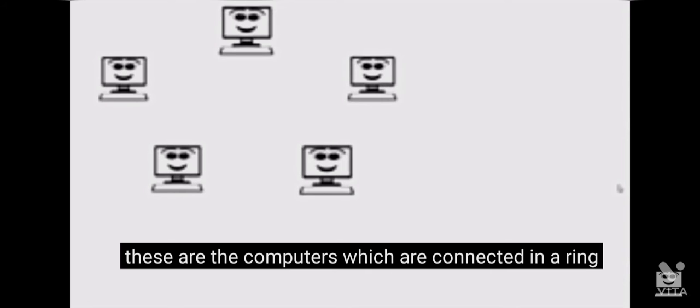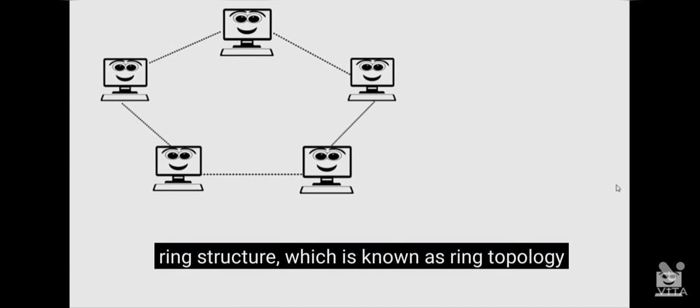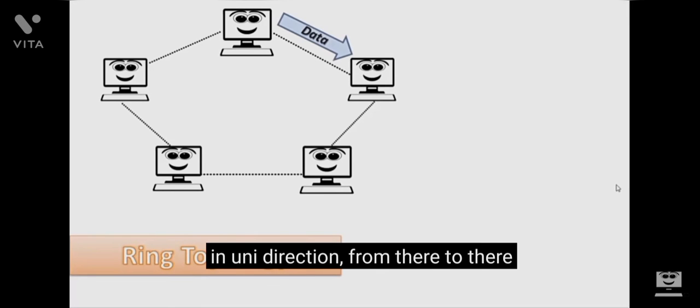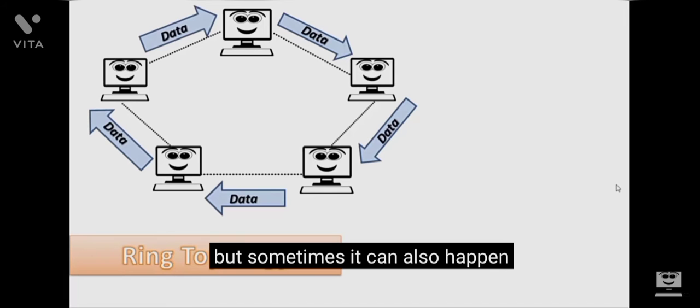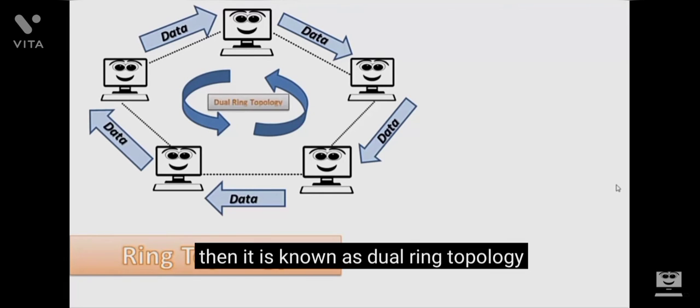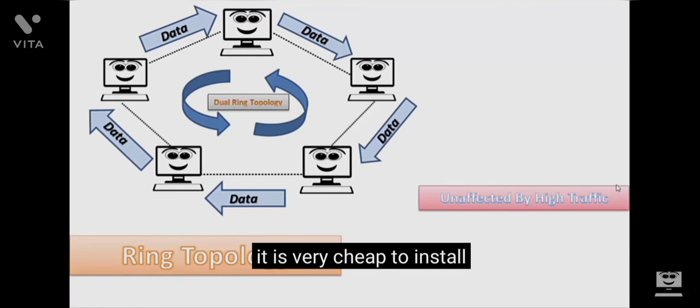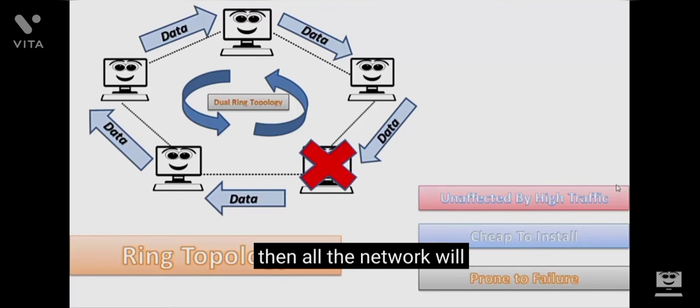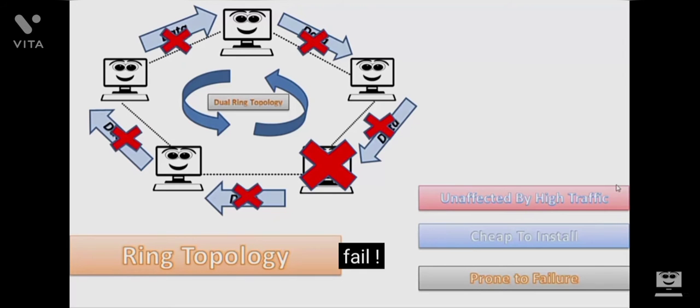Moving on to the next topology, these are the computers which are connected in a ring structure, which is known as ring topology. Now in this topology, data flows unidirectionally from there to there, but sometimes it can also happen on the other side. Such type is known as dual ring topology. Now it is unaffected by high traffic. It is very cheap to install, but it is prone to failure. That means if any one computer in a ring fails, then all the network will fail.